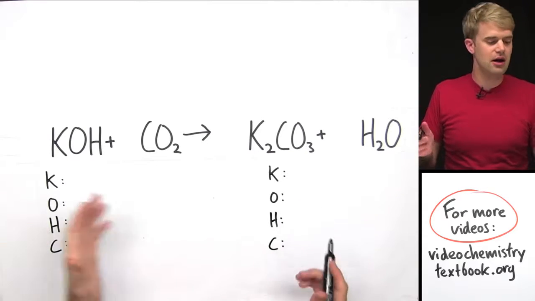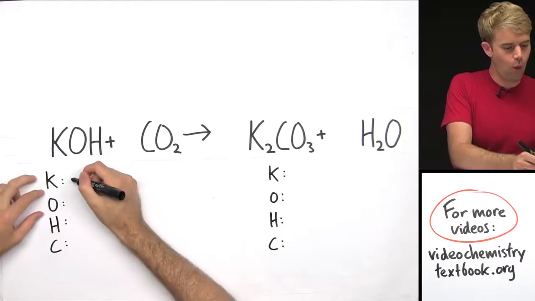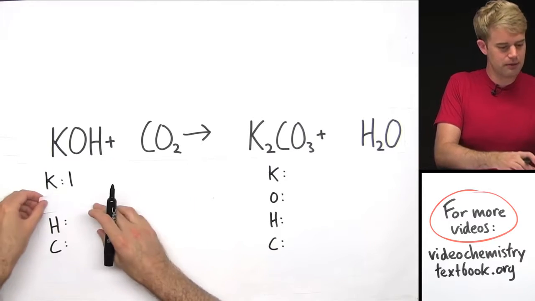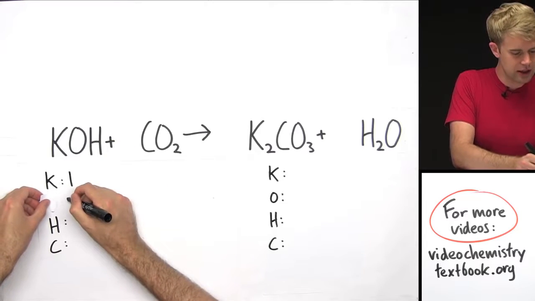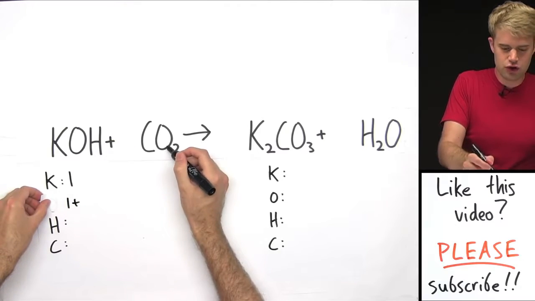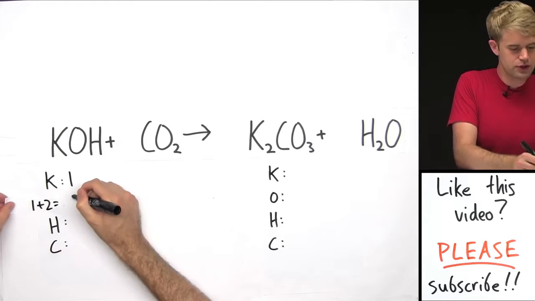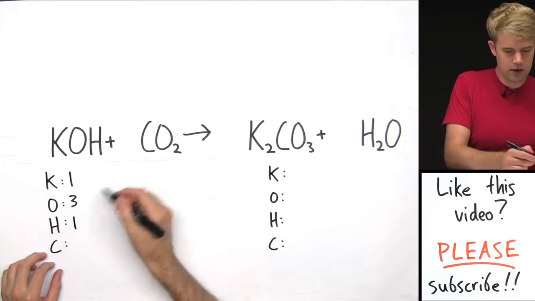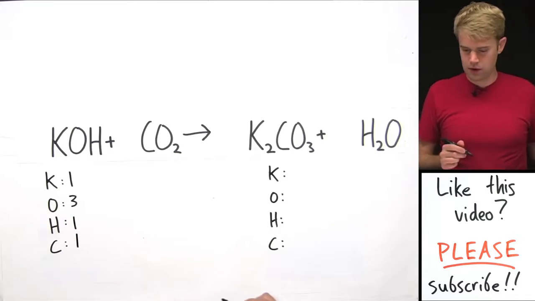Okay, how many of each of these do we have? We've got 1 potassium here. Now for oxygen, this is where you've got to be a little bit more careful, because we have 1 oxygen here, but then we have 2 oxygens here. So 1 plus 2, total we have 3. Then hydrogen, we've got 1 of those, and carbon, we've got 1 of those.